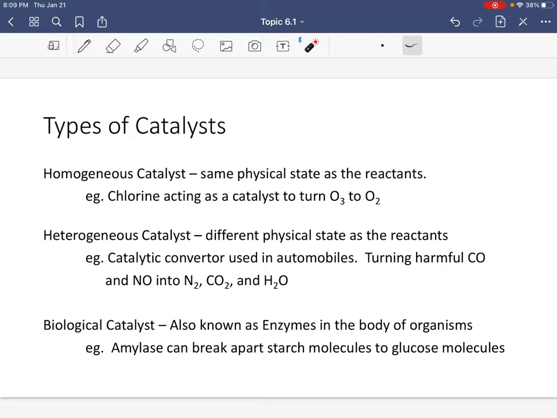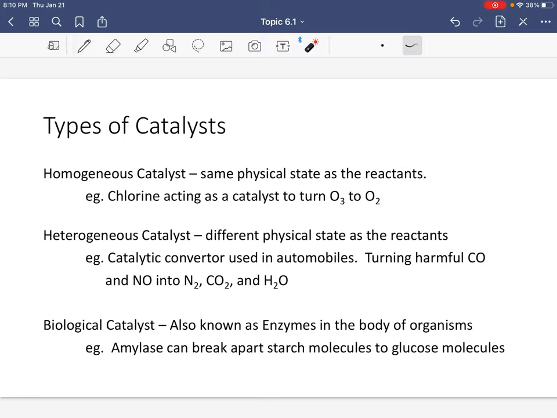Some catalysts are heterogeneous, meaning that the state of the catalyst is different from the state of the reactant. For example, a catalytic converter, turning nasty carbon monoxide or nitrous oxide into N2, CO2, and H2O, which are not harmful. Well, these cause global warming, but at least they won't kill you. Well, this one will kill you. This one causes acid rain. So this catalytic converter will turn these gases into something else, and a catalytic converter obviously is a solid.